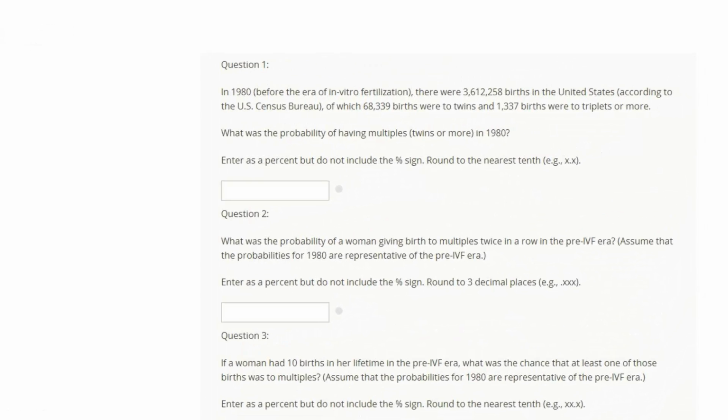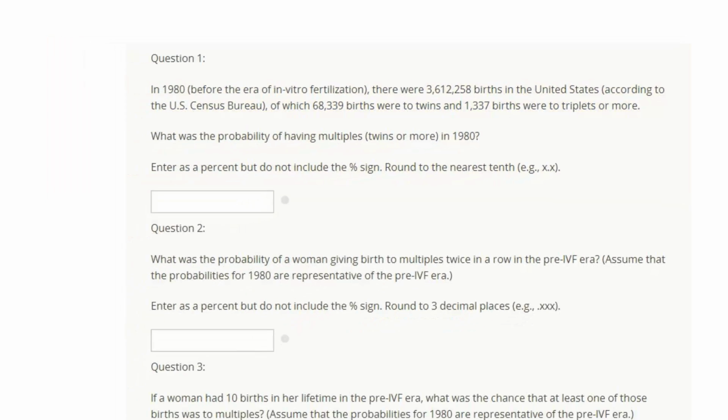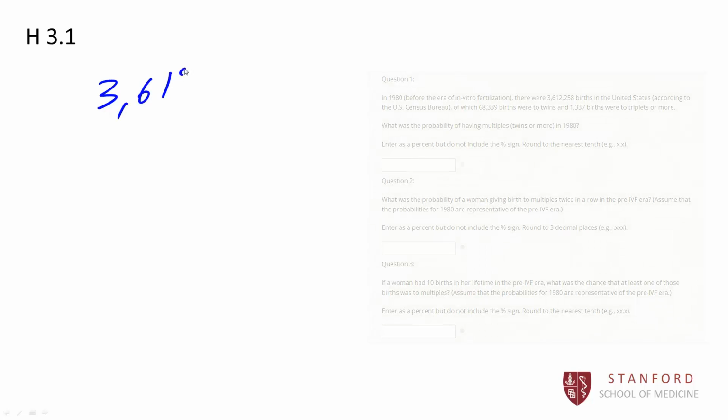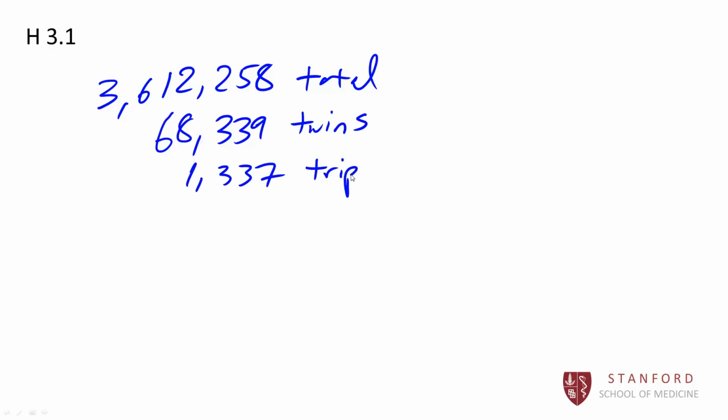So in this first question of the third homework assignment, we're given a probability question. In 1980, there were about 3.6 million births, of which 68,339 were to twins, and 1,337 were due to triplets or more.